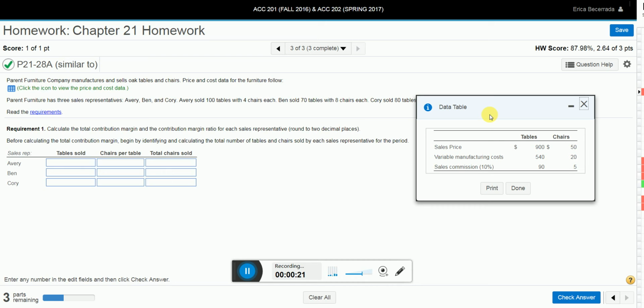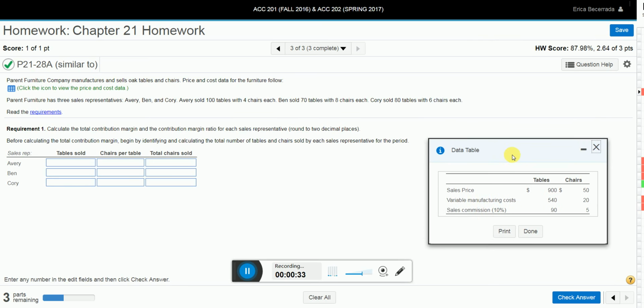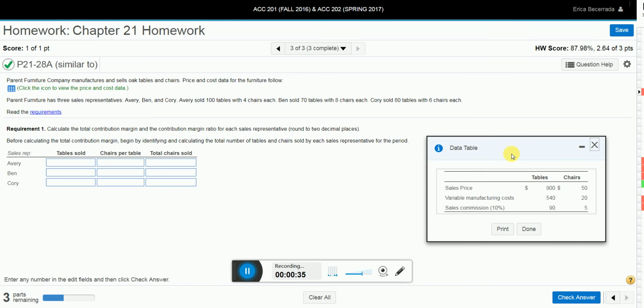Parent Furniture has 3 sales representatives, Avery, Ben, and Corey. Avery sold 100 tables with 4 chairs each. Ben sold 70 tables and 8 chairs each. And Corey sold 80 tables and 6 chairs each. So what we need to do is calculate the total contribution margin and the contribution margin ratio for each sales representative. Before calculating that, we need to begin by identifying and calculating the total number of tables and chairs sold by each representative.